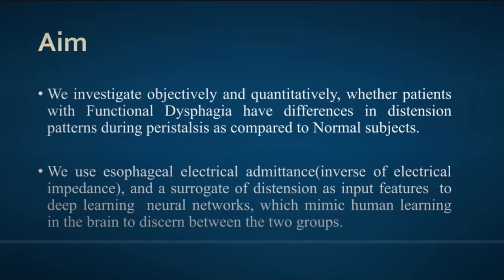The goal of the study was to see objectively whether patients who suffer from functional dysphagia have differences in the distension patterns during peristalsis compared to normal subjects. And so we use electrical admittance, which is basically the inverse of impedance, and a surrogate of distension, as features to neural networks, which mimic human learning behavior in the brain, to see if we can distinguish purely based on admittance between the normal and functional dysphagia group.